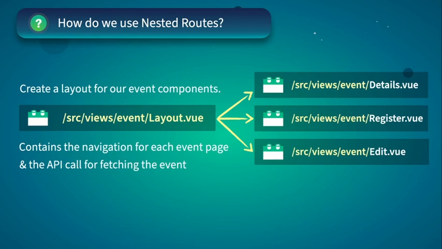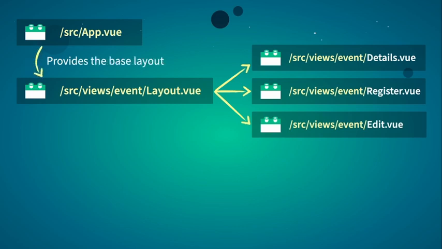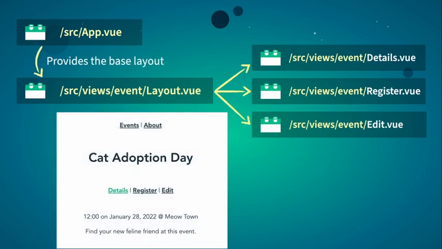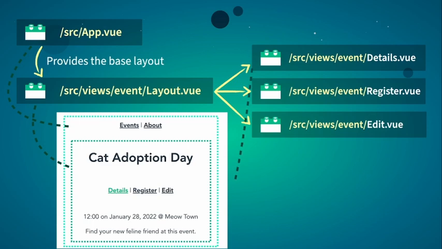I want to mention that we kind of already have a layout inside of our app.vue. That's our base layout. And now we're creating an event layout. So if we look at our web page, we can visualize that the app.vue gives us our top navigation. Then our event layout gives us our event title and navigation. And finally, our details child component gives us our event details.